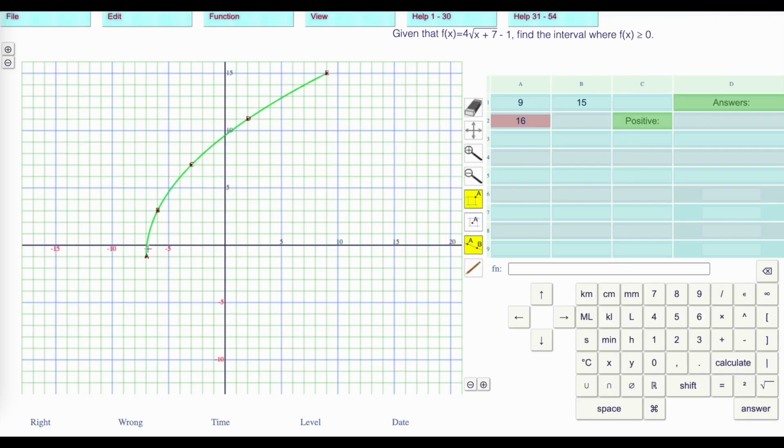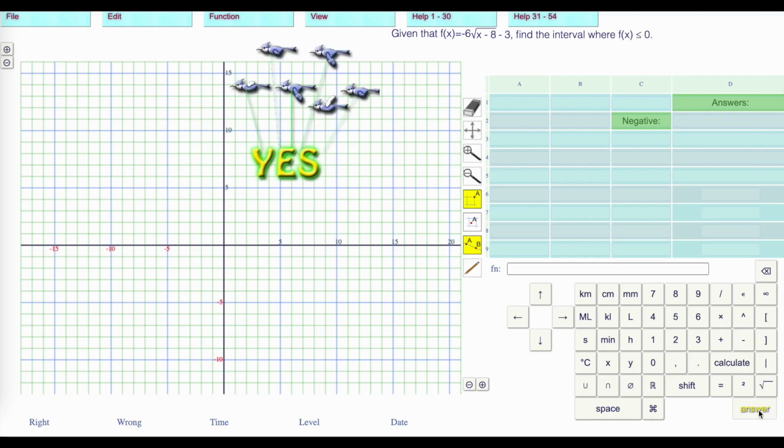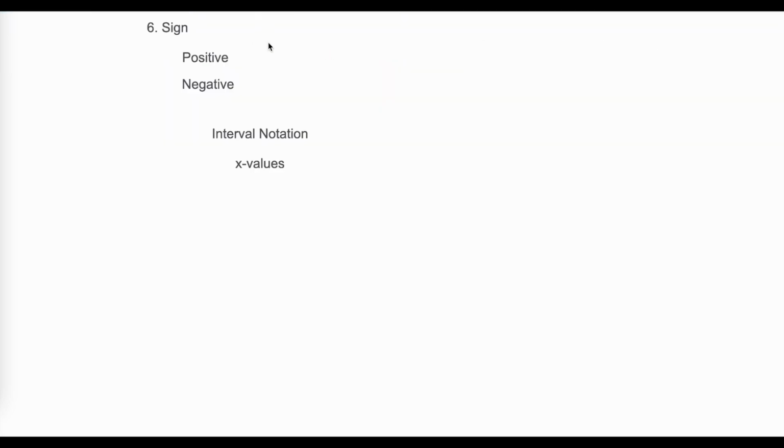Well, it's positive from that value when x is a member of, from that value until infinity, and reject the bracket around infinity. And then we press answer to see if we are right. That's it for signs.